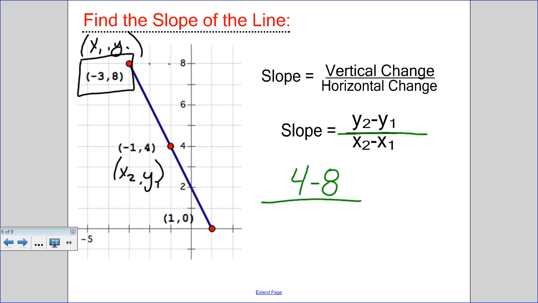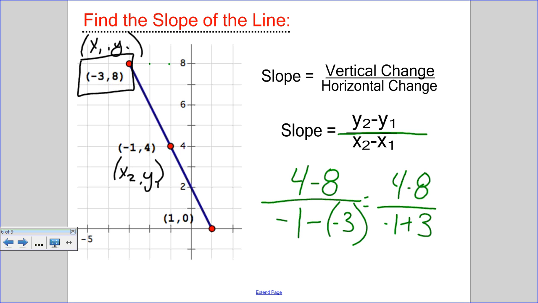And then we could look at our x2, which we said is -1, minus our x1, which is -3. Remember, a negative minus a negative could also be written as a positive. So we could say 4 minus 8 over -1 plus 3. That would be the same thing.